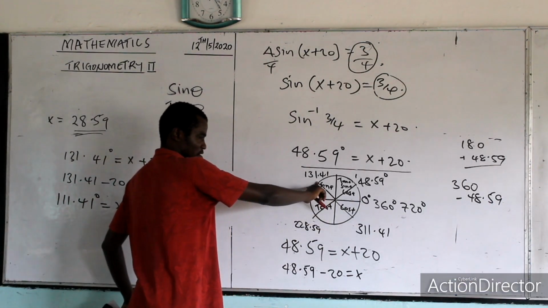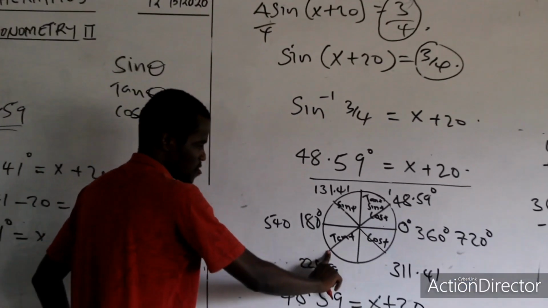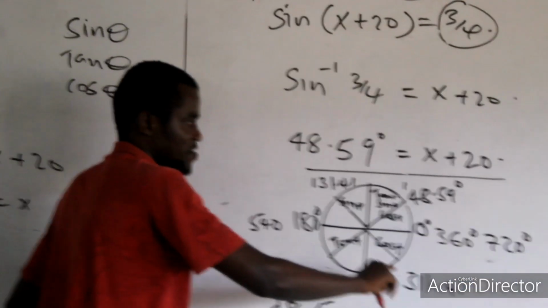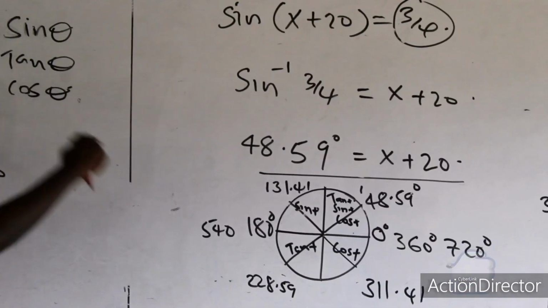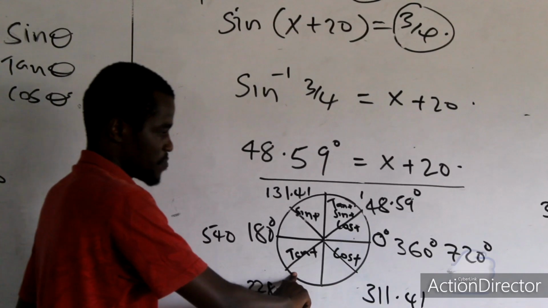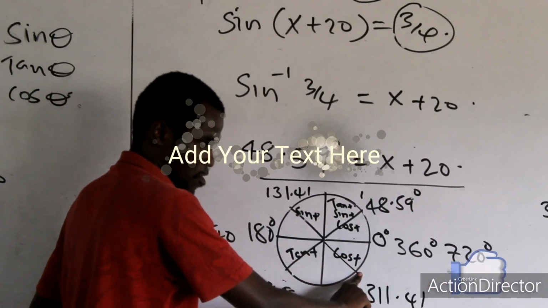We are through with the angle in the second quadrant. Come to the third quadrant. Here, it is tan which is positive. It means sine and cos are negative. So we are not going to pick the value at this point. We come here. It is cos which is positive.